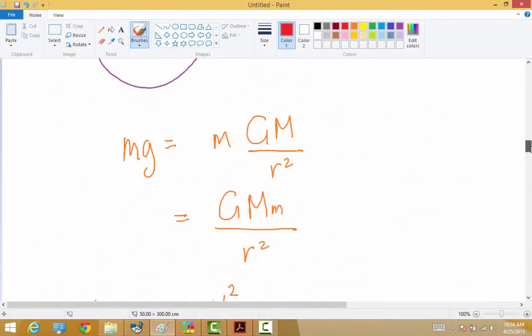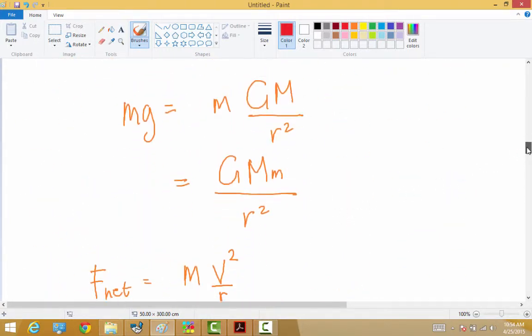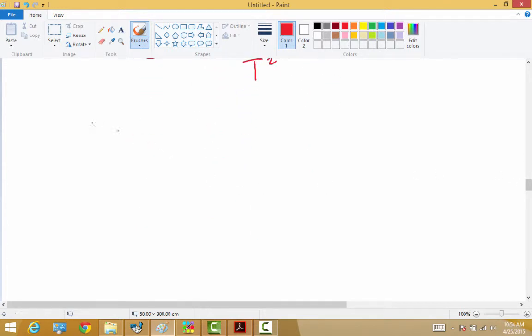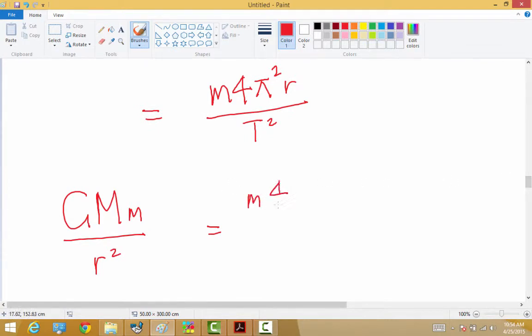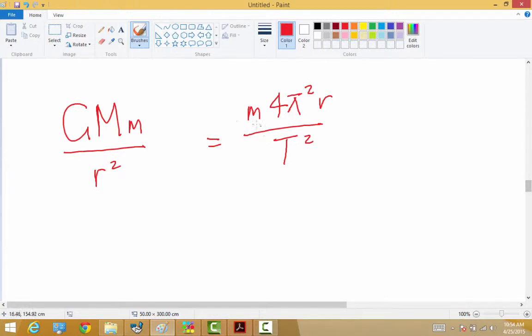Right, so if we equate that to this equation here, okay, big G, big M, little m over r squared, big G, big M, little m over r squared is equal to little m 4 pi squared r over t squared, and we just rearrange the formulas. The m here will cancel that m.